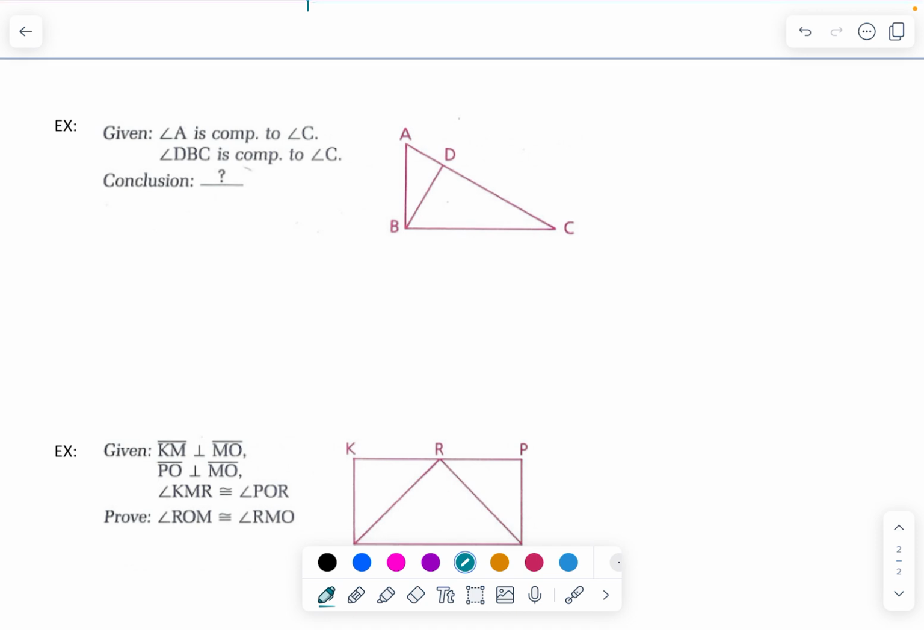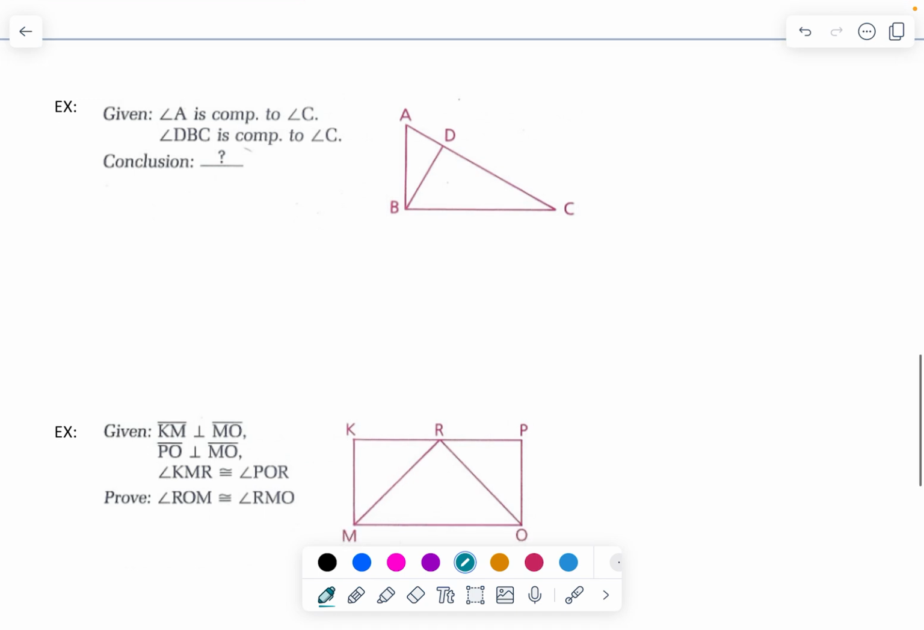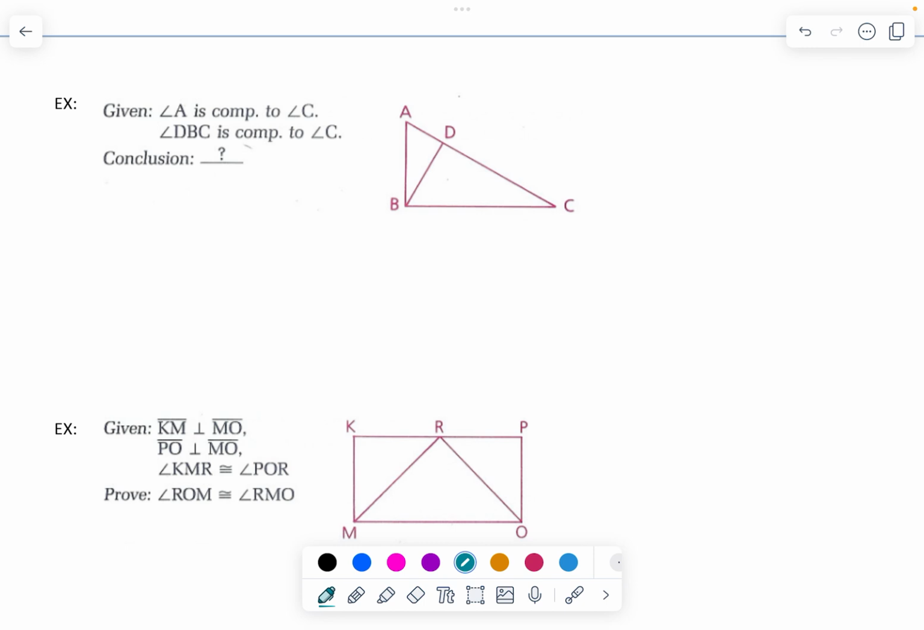Next, we have, actually, we're not going to write the whole proof. These are like 2-step proofs, so we can just write our conclusion and state our reason why. So A is complementary to angle C, and DBC is complementary to angle C. So we have these two angles complementary to the same angle. So we could conclude that angle A is congruent to angle DBC, and the reason would be complements of the same angle are congruent.